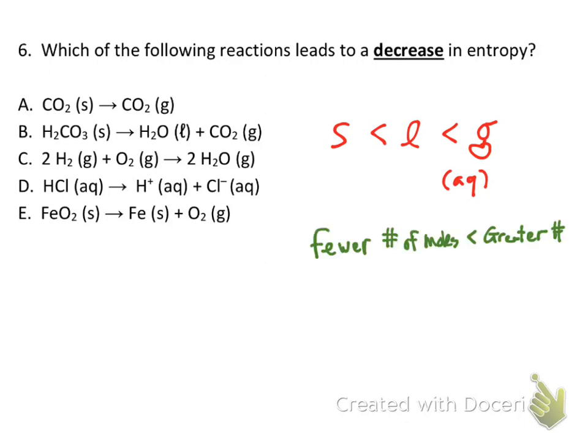The other way that we can increase entropy is by going from fewer moles of stuff to a greater number of moles. So since we're looking for a decrease in entropy, we're going to look for a reaction that either has our reactants going from a gas to a liquid, or a gas to a solid, or a liquid to a solid, or we're looking for a reaction where we go from more moles of stuff to fewer moles of stuff. So which one matches that? This one right here, we're going from 3 moles of gas to only 2 moles of gas.